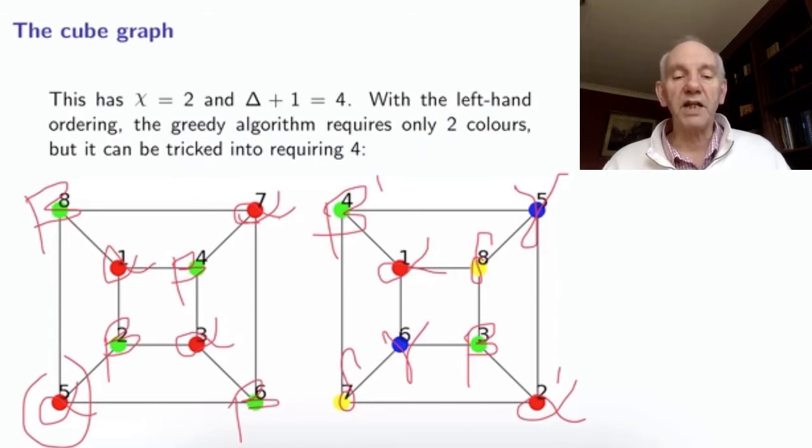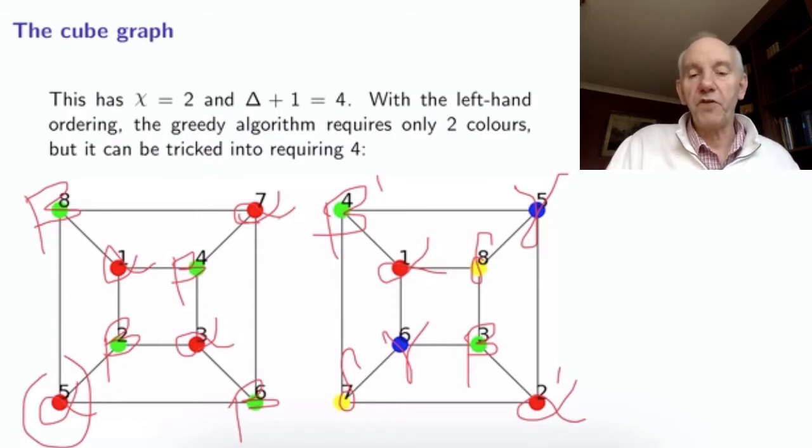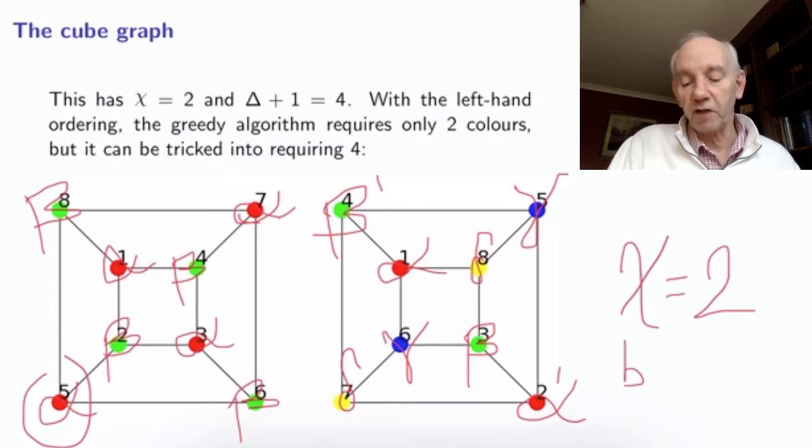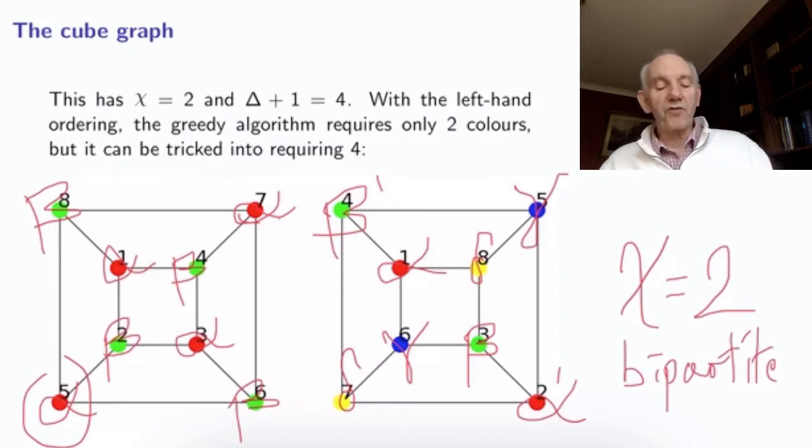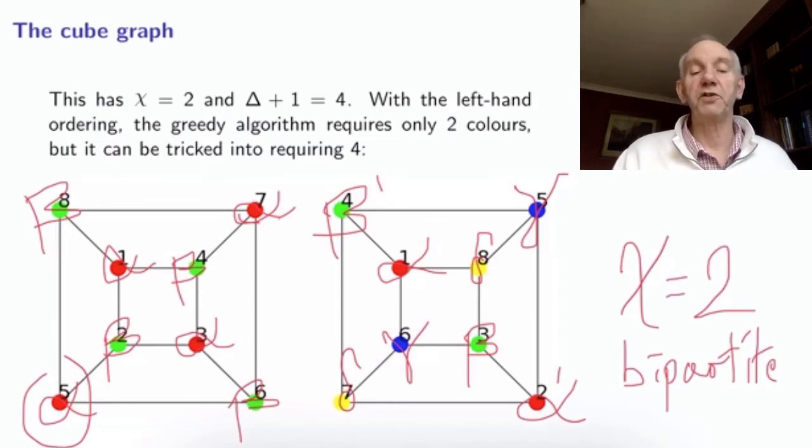So in some sense, if we just took the ordering at random, it didn't really help us find the chromatic number of this particular graph. Of course, the chromatic number, as I've typed up top, is 2. It's a bipartite graph. You can split the vertices into 2 subsets, the red ones and the green ones on the left, so that there are no edges from green to green or red to red.